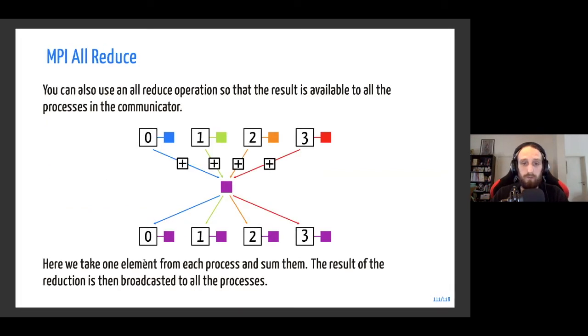What's also possible is, like with the MPI gather all, you can also have an all reduce. It means that you can see that as a reduction operation first, and then a broadcast of the result of this reduction. So you have all your data present on all the processes, you do the reduction, and at the end, each process owns the value at the end of the reduction operation.